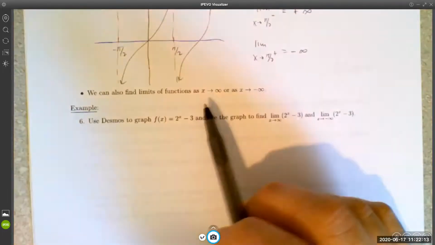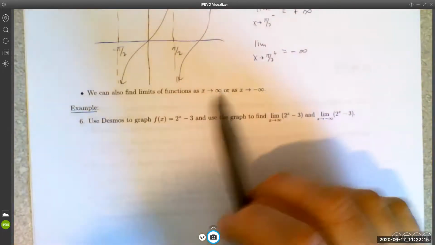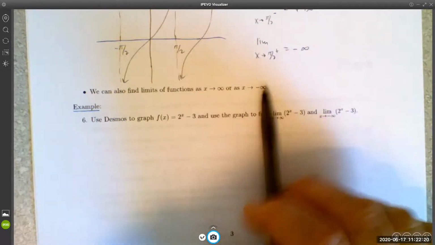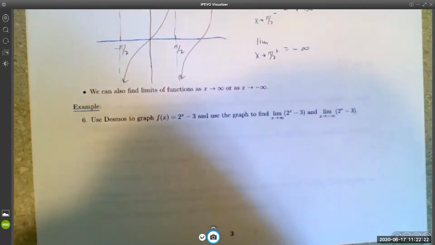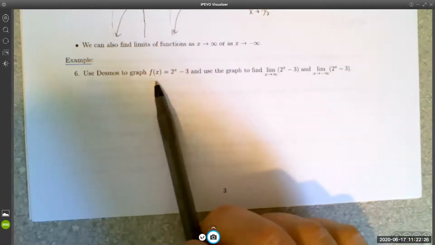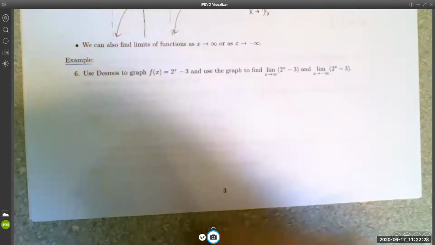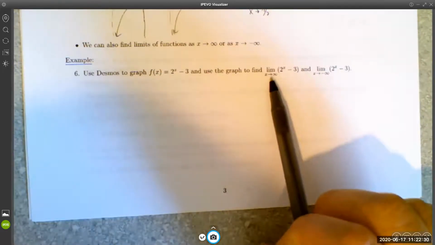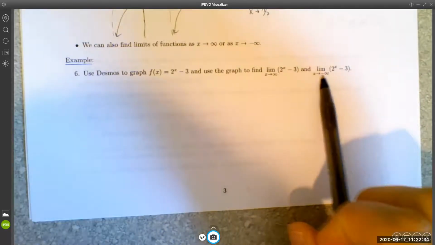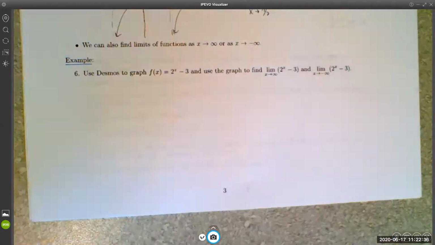Another way that infinity could show up is that we could be interested in just knowing what happens as x gets really, really large or really, really small, right? Really large in the negative direction. So for example, let's use Desmos to graph 2 to the x minus 3. And then let's use that graph to see what the limit as x approaches infinity is and what the limit as x approaches negative infinity is. So let's open up Desmos and see what we've got.